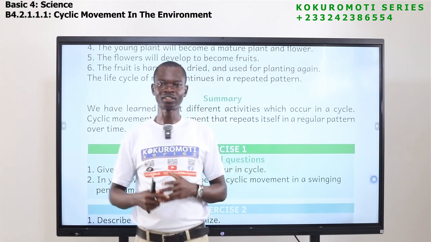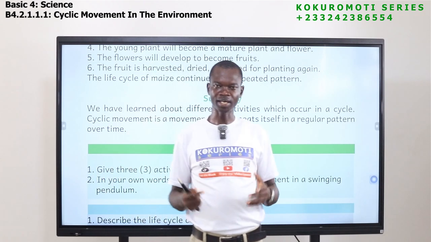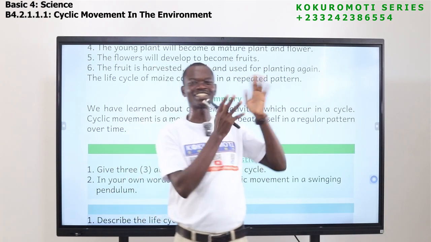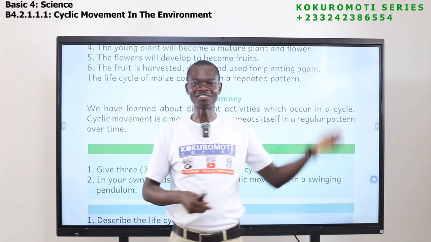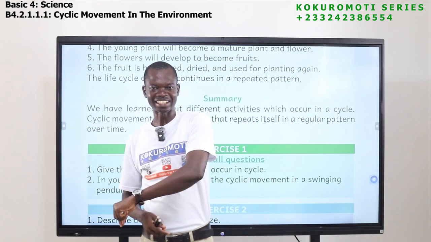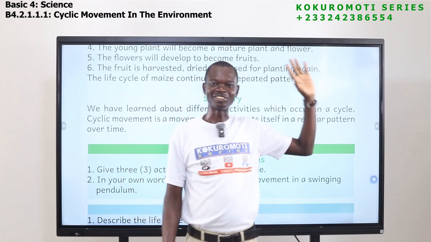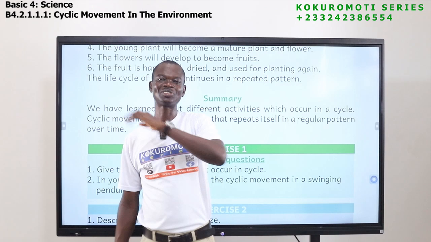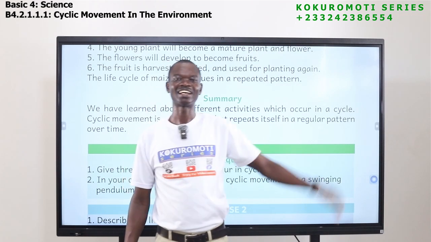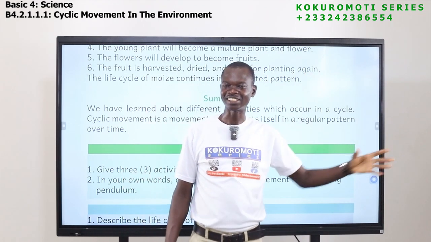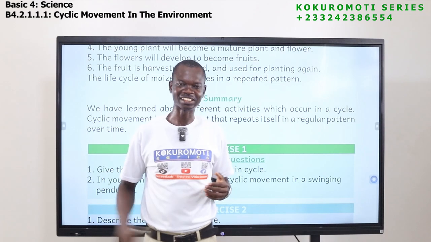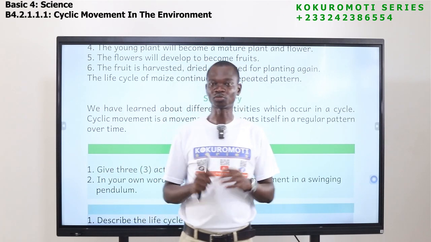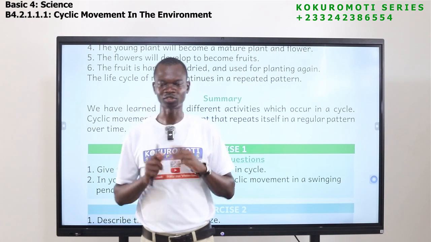And we have also seen maize cultivation. So if you start with seed, you harvest seed, the same seed will be used to plant again, and then you harvest seed. That seed is used for planting, and later you harvest seed. So you see that it happens in that direction. The same thing happens from time to time. So that is what we have learned today, and I know you've understood it.